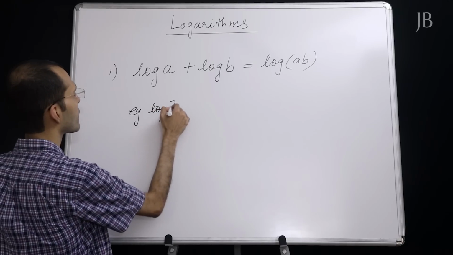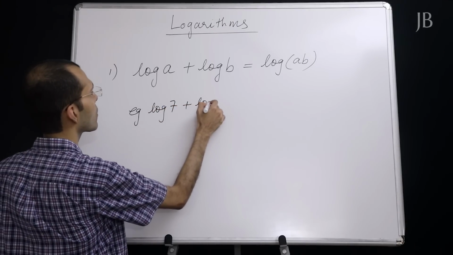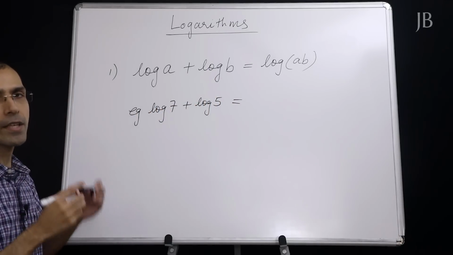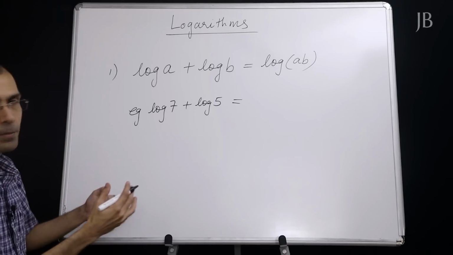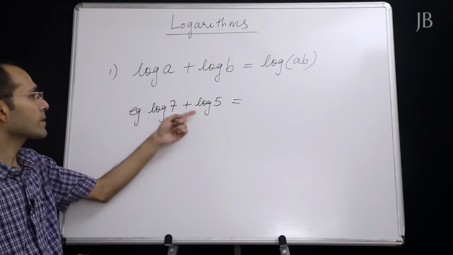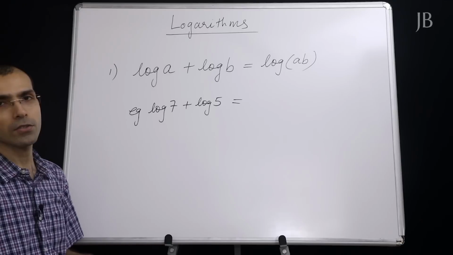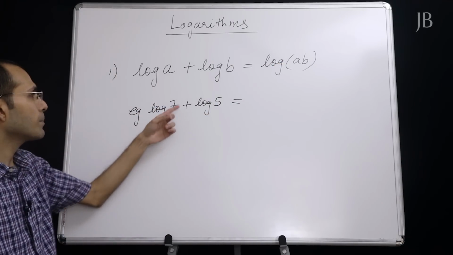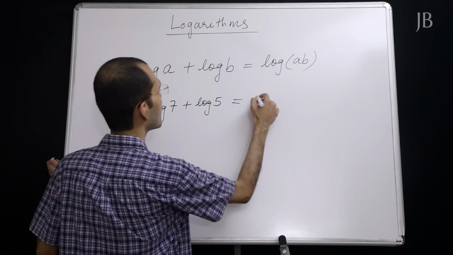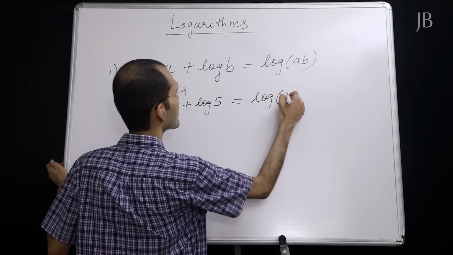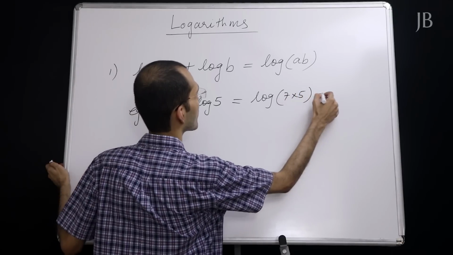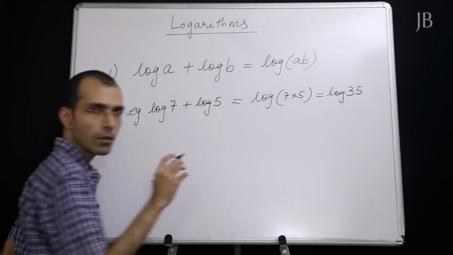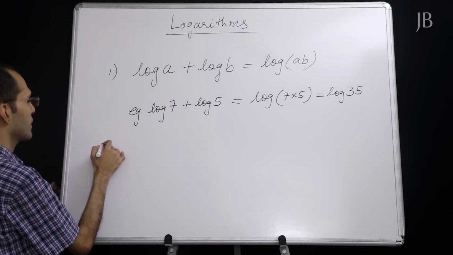Example, log of 7 plus log of 5. These are the laws of logs which are very important and they are the heart of the topic. Log of 7 plus log of 5 will be how much? Observe this and you can get it. Log 7 plus log 5 will be log of 7 into 5, that is log of 35. Got it? Now second.